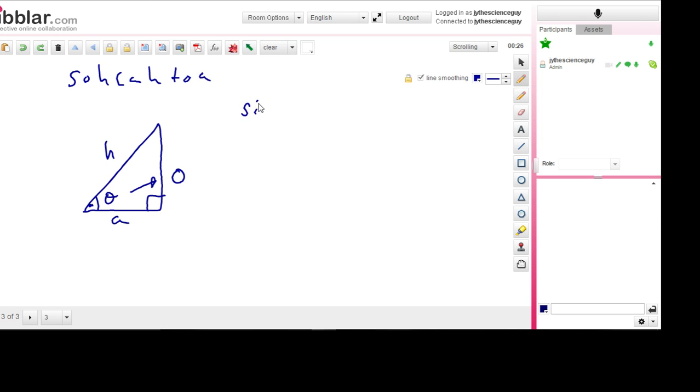So sine is equal to opposite over hypotenuse. Cosine is equal to, okay, I remember it now. Tangent.